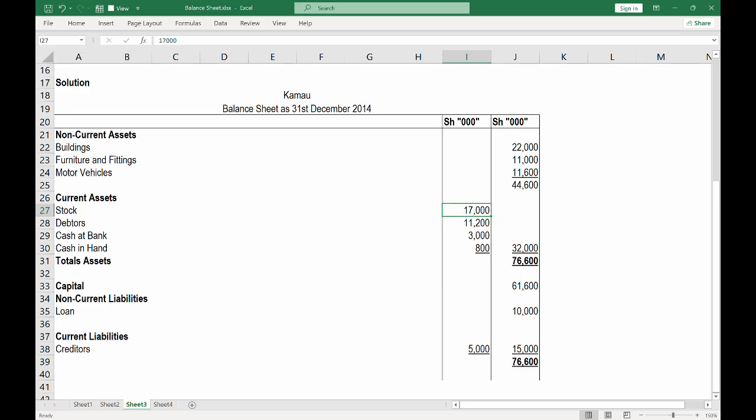Then you have capital injection of 61,600. Non-current liability, you only have one loan for 10,000. Current liability, you only have creditors for 5,000. So when you add capital plus non-current liabilities plus current liabilities, we get a total of 76,600. So both assets and capital and liabilities, they are equal.